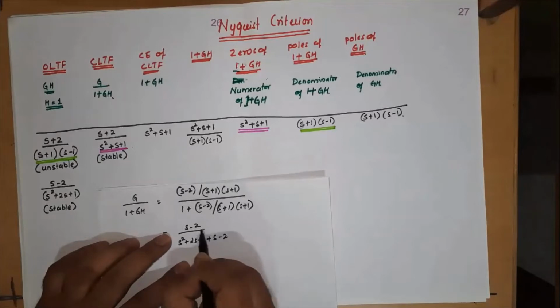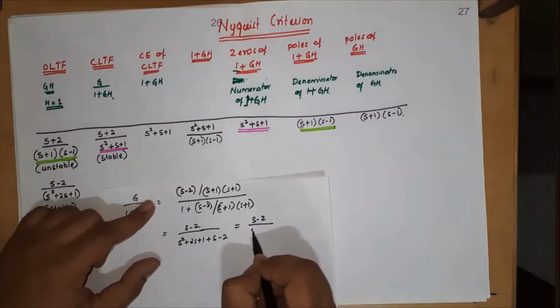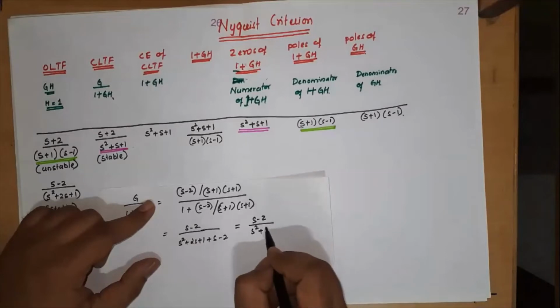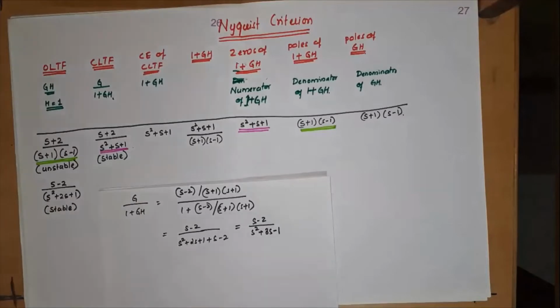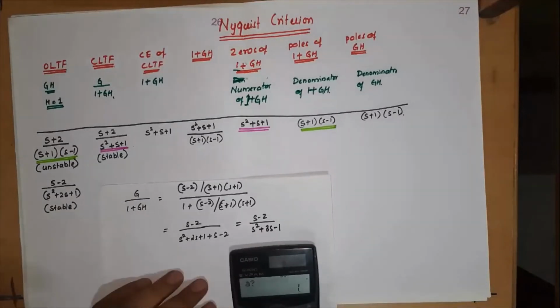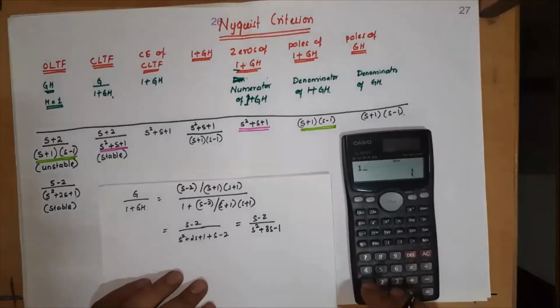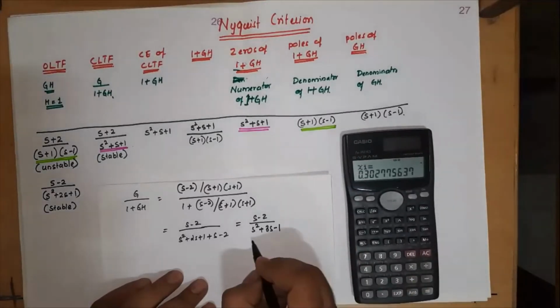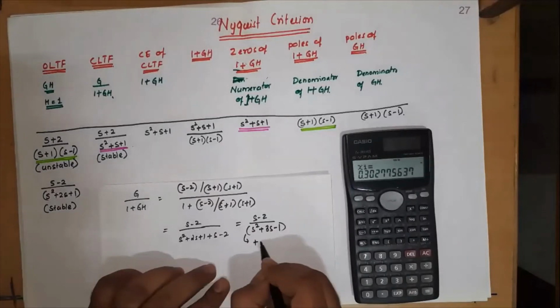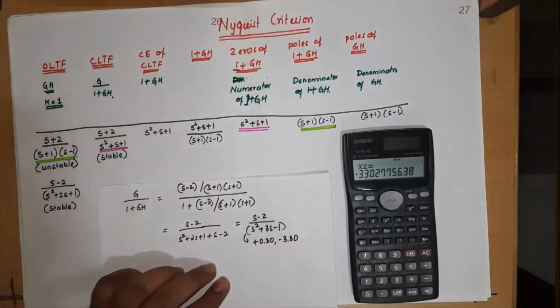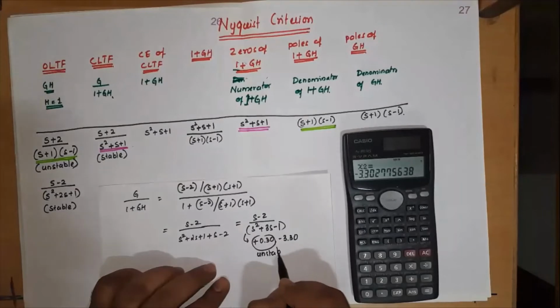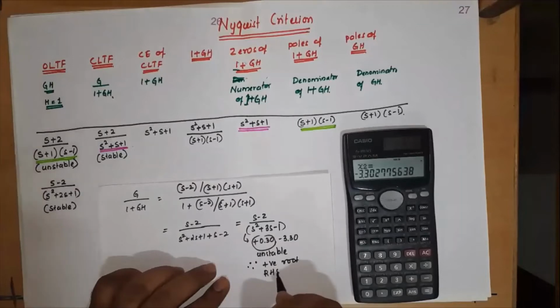So what do we get? We get s minus 2 divided by s square plus 3s minus 1. s square plus 3s minus 1 is our closed loop transfer function. So let me calculate the roots of this. Okay, so there are two roots, one with a positive real part and one with a negative real part. So obviously the system is unstable, because of the positive root in the RHS of the S plane.